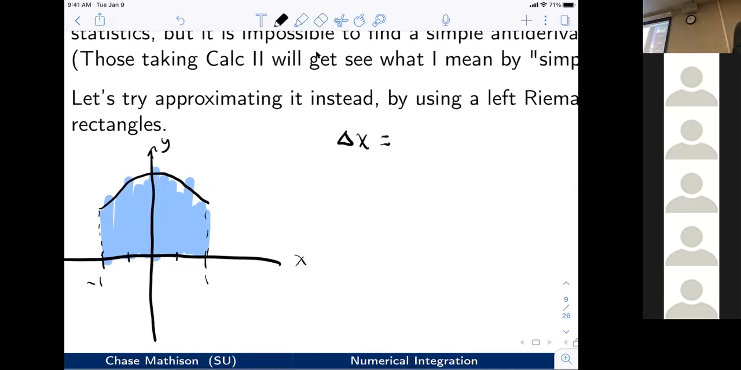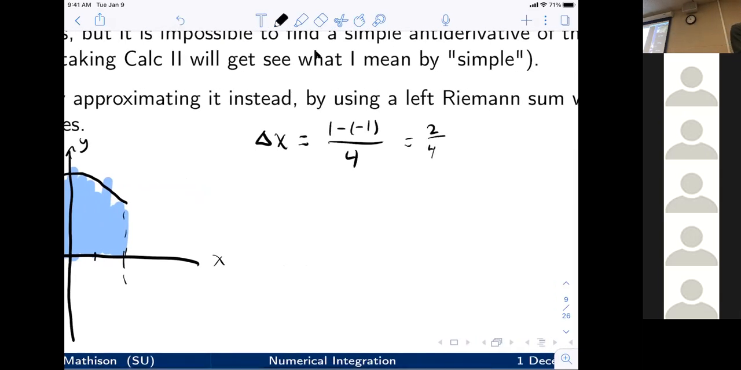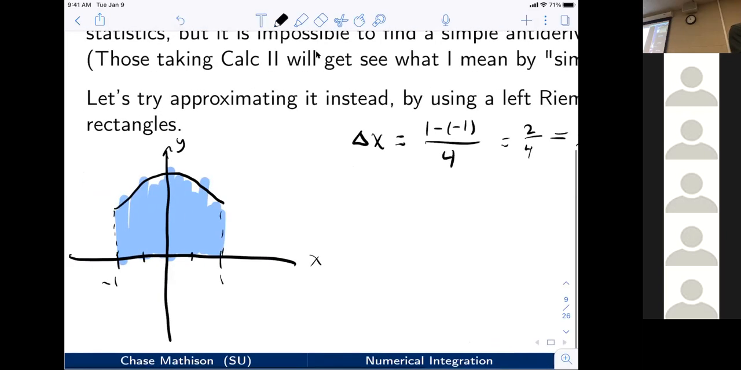Yeah, exactly. And the way we get that, we do 1 minus -1, which is 2. Divide that by, I'm trying to fit 4 rectangles into this interval of length 2, so I'm going to get 2 over 4, which is 1/2. Very good. So the step size is 1/2. So I'll get a point here, one here at 0, and one here at 1/2. So I'm using these rectangles then to approximate this area.